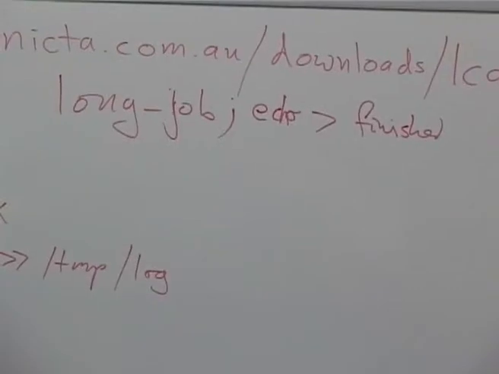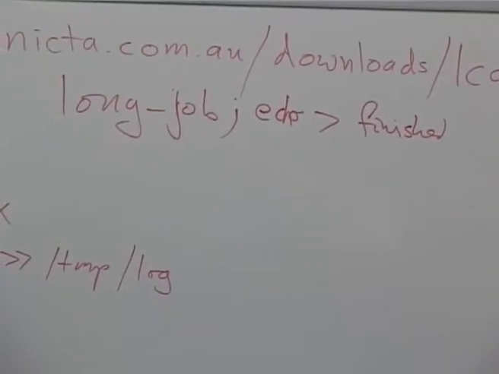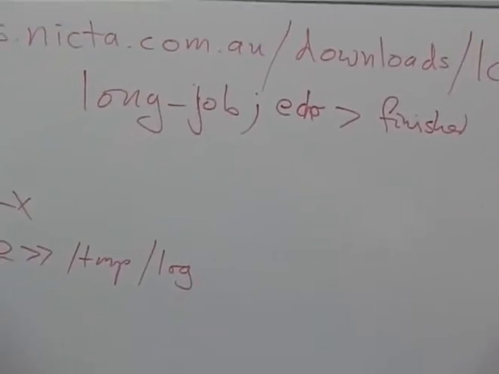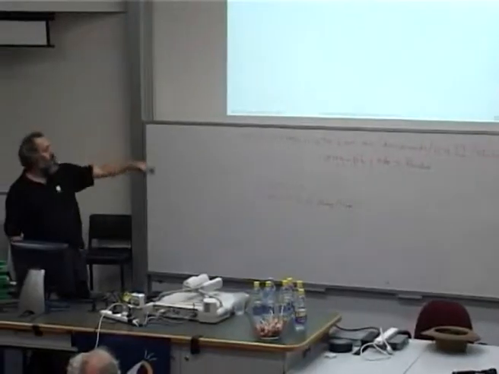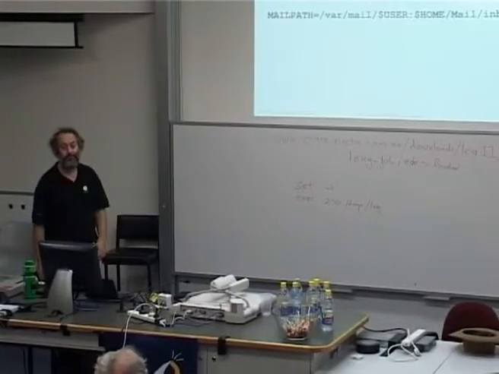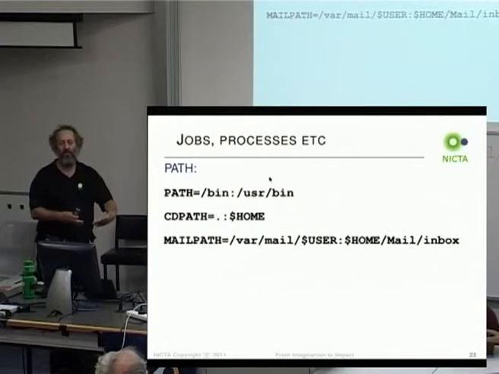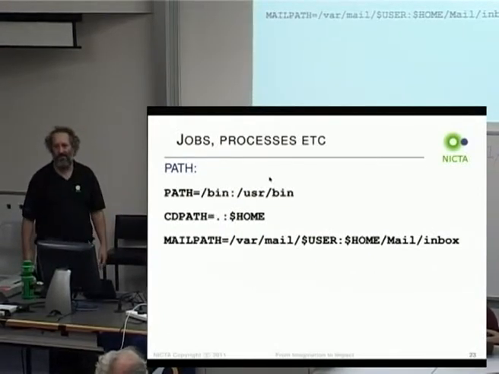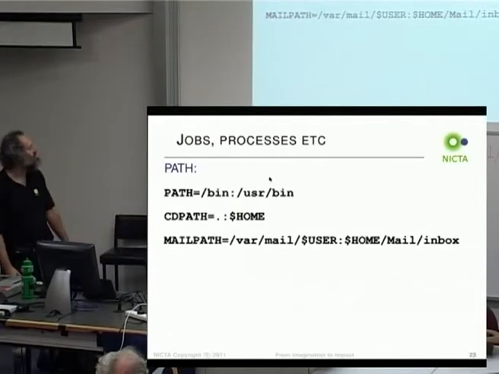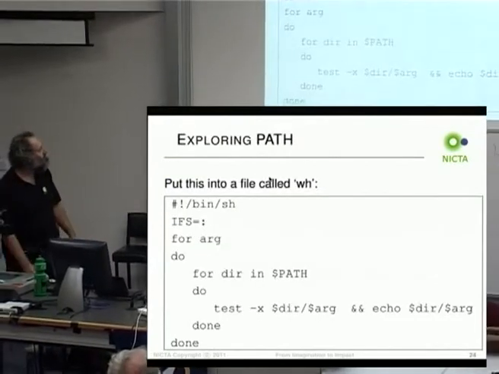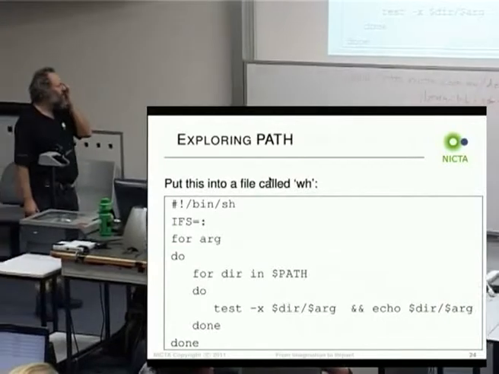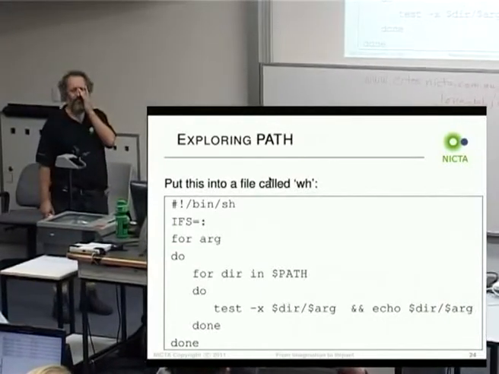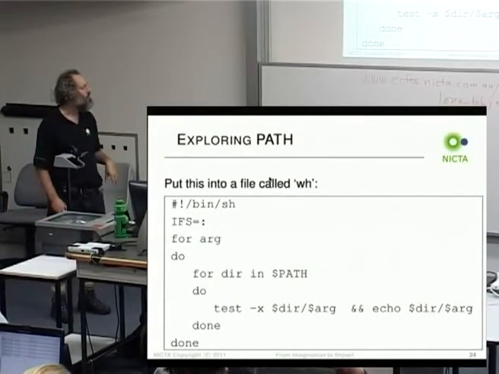Then when that long-running job actually finishes, finished will be created with a zero length, and your shell will tell you it's finished. That's more useful if you're working on the console than if you're working on multiple windows in an X environment, but still, it's sometimes useful. Okay, another one. You'll probably find one there already called mywitch, which is essentially this one.